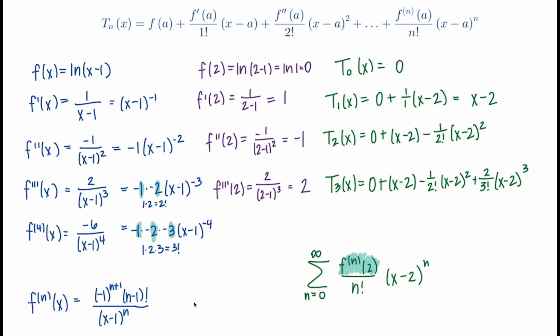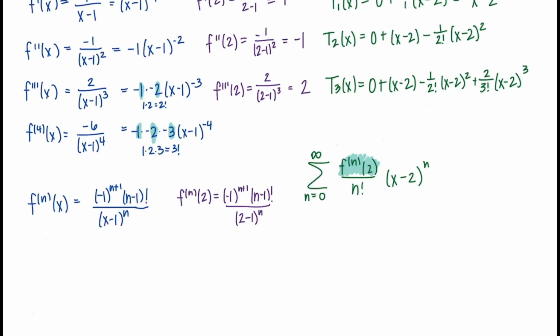So now the nth derivative at 2 is going to be negative 1 to the n plus 1, and then n minus 1 factorial over 2 minus 1 to the n. Well, lucky for us, 2 minus 1 is 1. And 1 to the n is just 1. We needed a little bit more space. So that means -1 raised to the n plus 1 times n minus 1 factorial is the nth derivative at 2. So that's what we're going to replace right here.